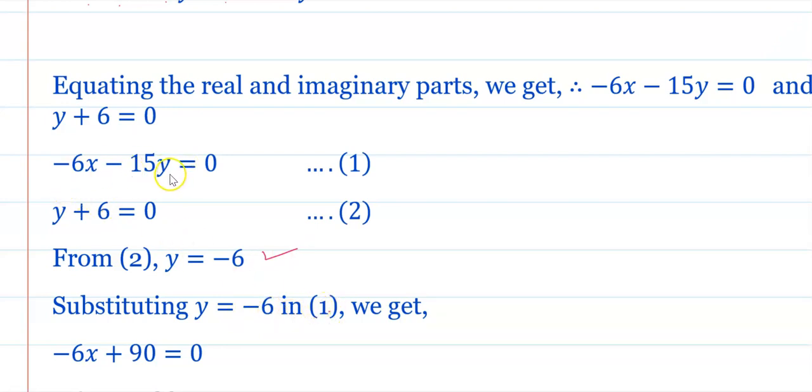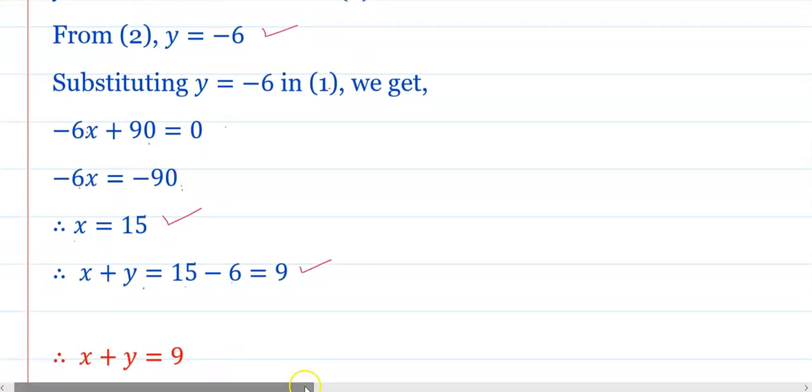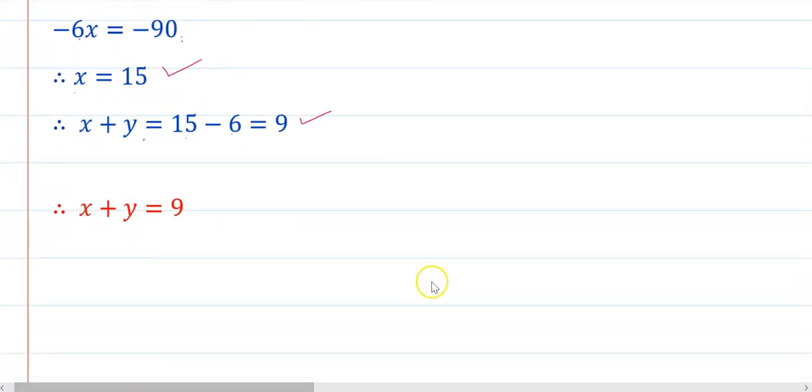याच्यात substitute करणार. What is that? Minus 6x minus 15 into minus 6, plus 90 is equals to 0. And hence minus 6x is equals to minus 90. Therefore x is equals to minus 90 upon minus 6, that will become plus, and hence you are getting x is equals to 15. Again we want to find out the value of x plus y. That is equals to 15 minus 6, and that's equals to 9. Okay, this is the value. x plus y is equals to 9.